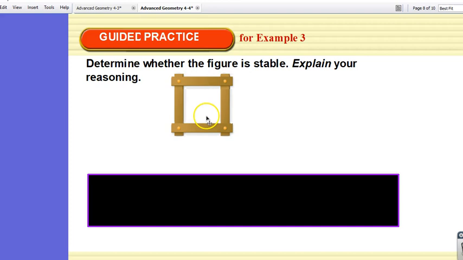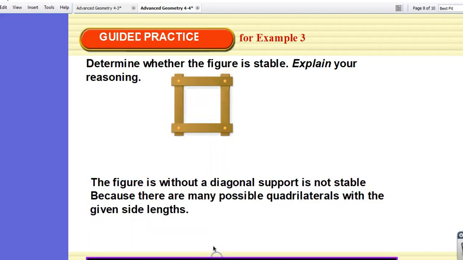Is it stable? Well, let's stay right there. No, it needs that diagonal to lock it into place. Think about it. If I had this, couldn't you wiggle it back and forth, and it could become almost like a parallelogram, right? It can get slanted. But once you nail in an extra piece of wood going straight diagonally across this, it's going to then lock it into place.